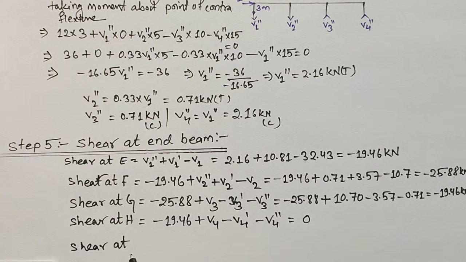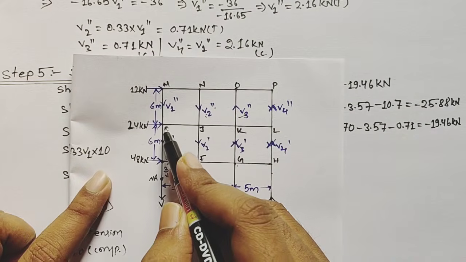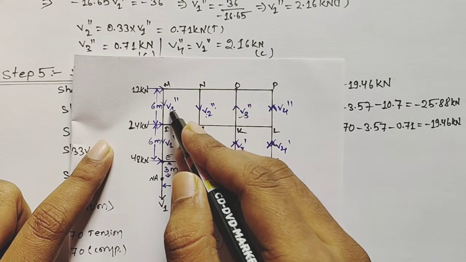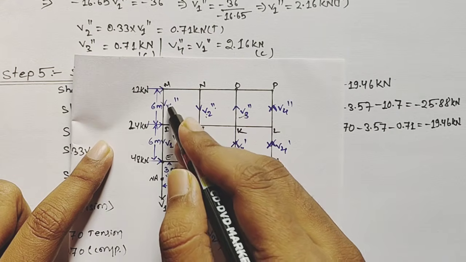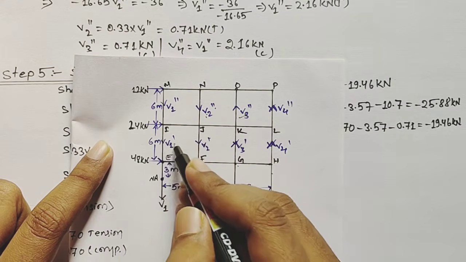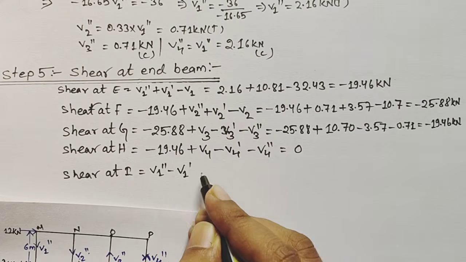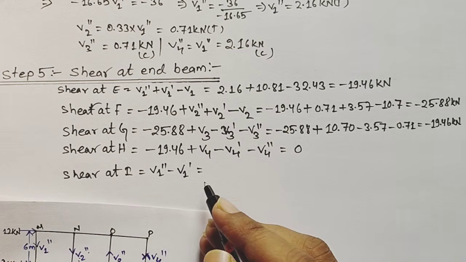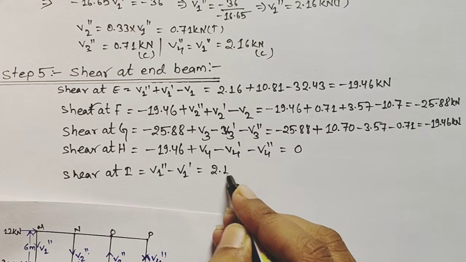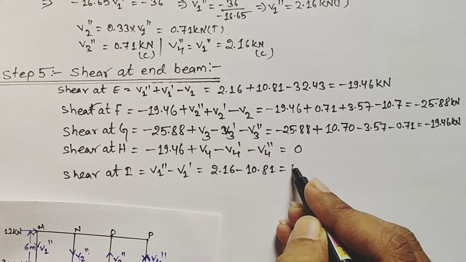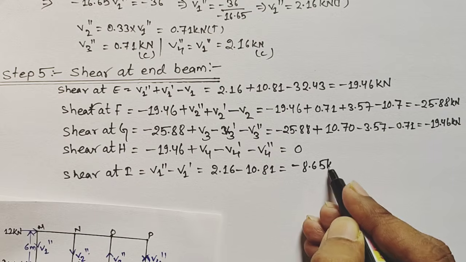Similarly, shear at I. So see here diagram. We are calculating shear at I, and at I, V1 is moving away and V1 double dash is moving toward I. So V1 double dash will be positive and V1 dash will be negative. So V1 double dash minus V1 dash. Put the value and find the answer of the shear at I. We will get 2.16 minus 10.81, which will be equals to minus 8.65 kilonewton.